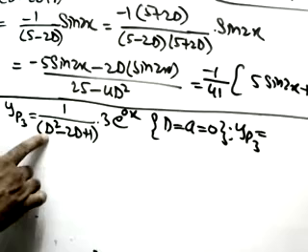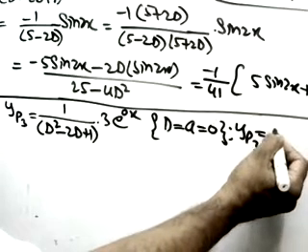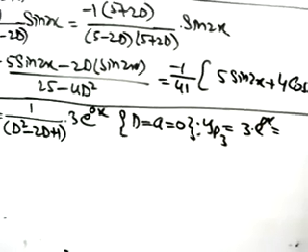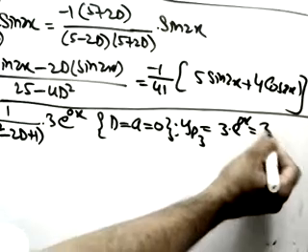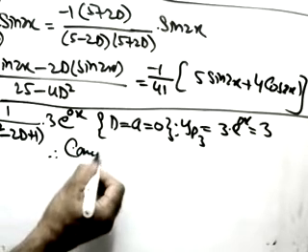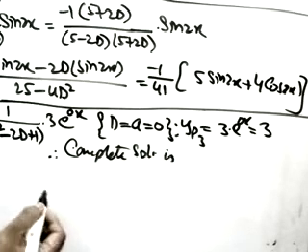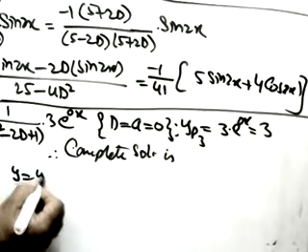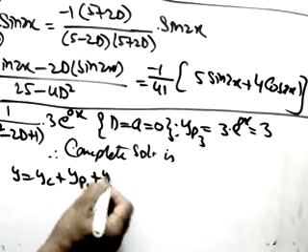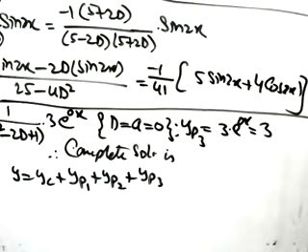If you write 0, what is left here? yp3 equals, if you keep 0 here, 0 minus 0 will be 0, 0 plus 1 will be 1. So it will be 1 by 1, which is 1, into 3 into e power 0x. Again you take out 3, e power 0x will be 1, and 1 into 3 is 3. So the third one we got is 3. Therefore the complete solution is: the method we are having is y equals yc plus yp. Yp has three terms, yp1 plus yp2 plus yp3.